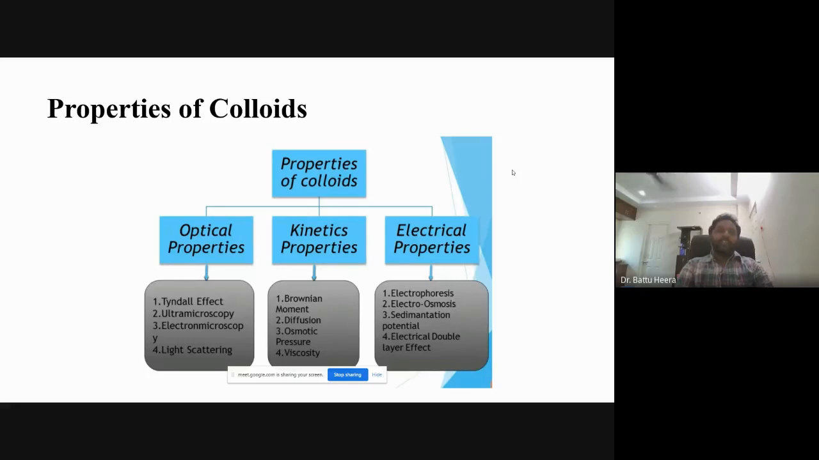Faraday-Tyndall effect. Ultramicroscopy, electron microscopy, and light scattering technique are involved in the optical properties. So these are the properties of the colloids: optical properties, kinetic properties, and electrical properties. Now I'll go for the core.